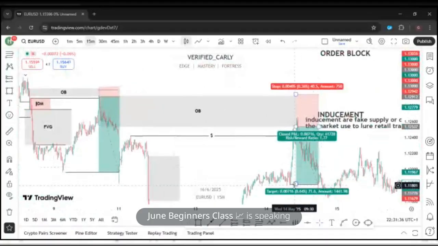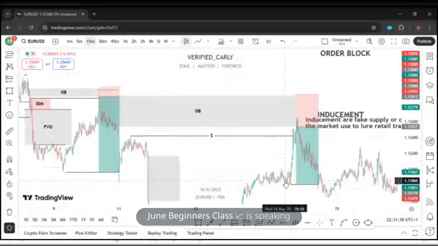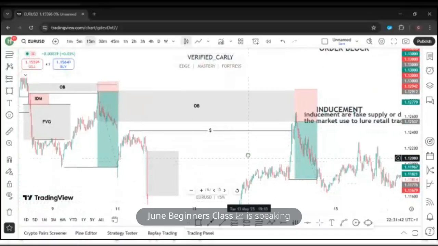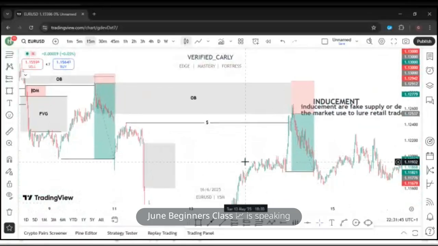So how to spot and trade it, let's talk about that. I've already told you guys, first of all, you need to identify areas of liquidity. That is your equal highs, equal lows, trend line support, resistance. And look for nearby valid order blocks.